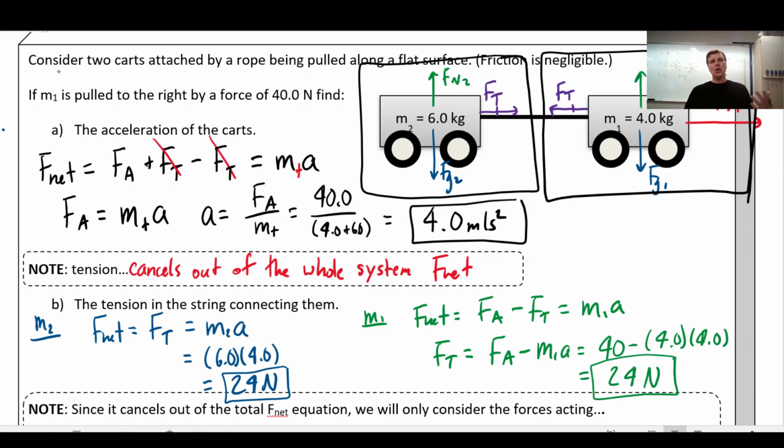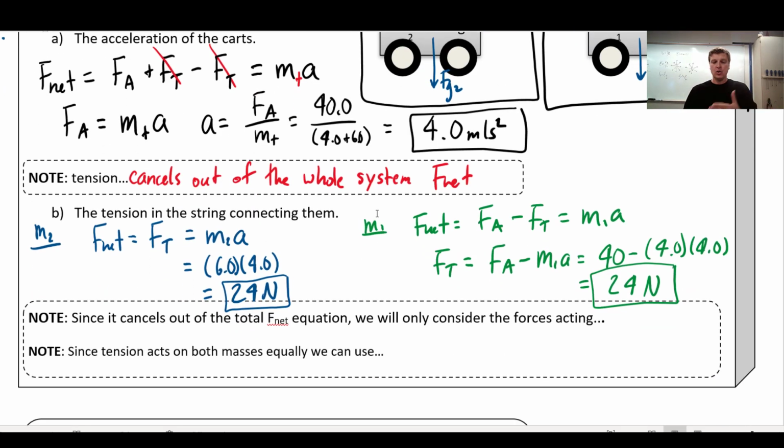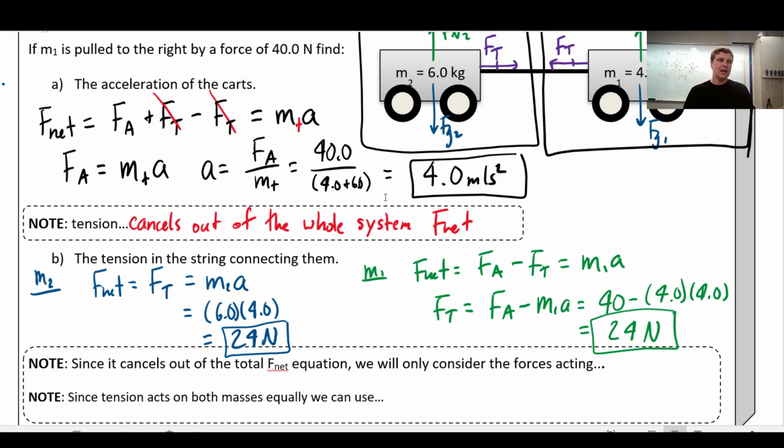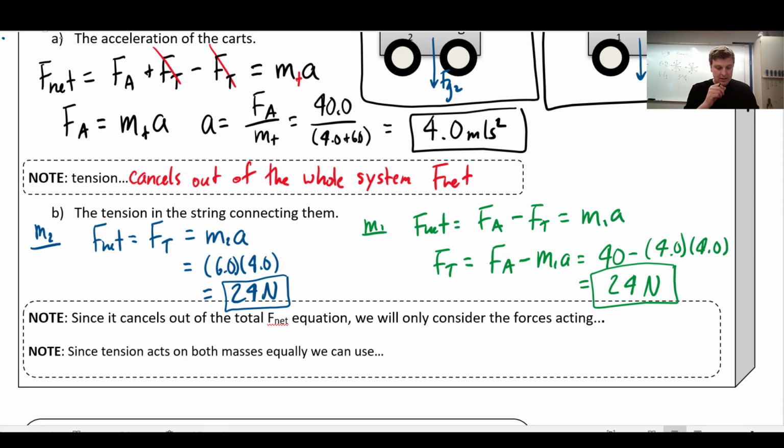Okay, so you don't have to solve every problem twice, but the point here is to notice that it shouldn't matter which part of the system you look at. In any given problem, probably one of the masses or the other is a little bit easier for you to think about. So by all means, just think about whichever is easier for you if you're looking for the tension. Okay, so the note here says, since it cancels out of the total F net equation, we will only consider the forces acting on one object. And since tension acts equally on both parts, we can use either one. It doesn't matter. So pick whichever one's easier for you.